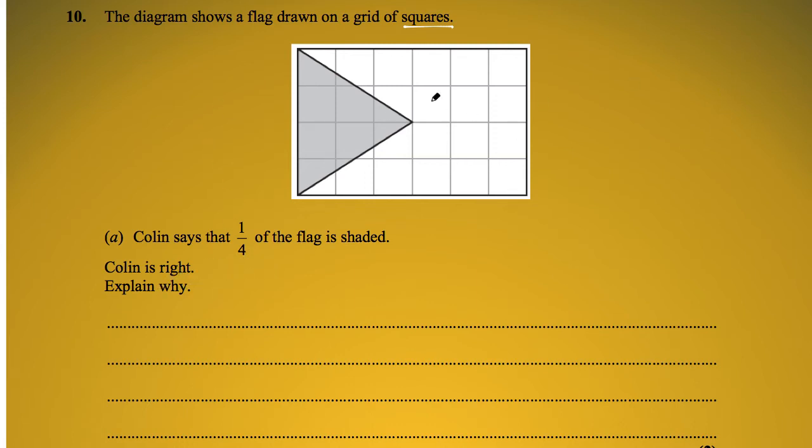So, the best way to do this is probably to count the squares that are shaded. Or we could do some calculations with area. But I'm trying to think how to count these as whole squares. I think it's better to do a calculation with area, probably. There are lots of different ways of answering this question. It's a good idea to put some numbers in if you can.